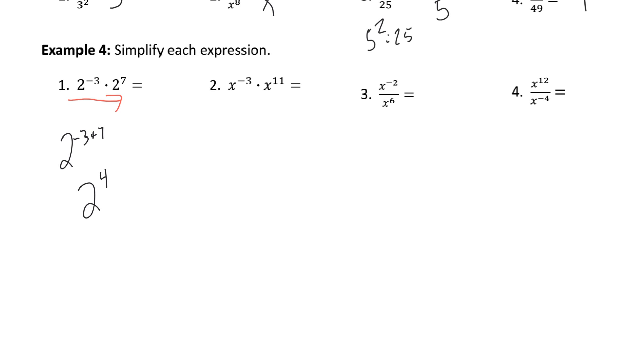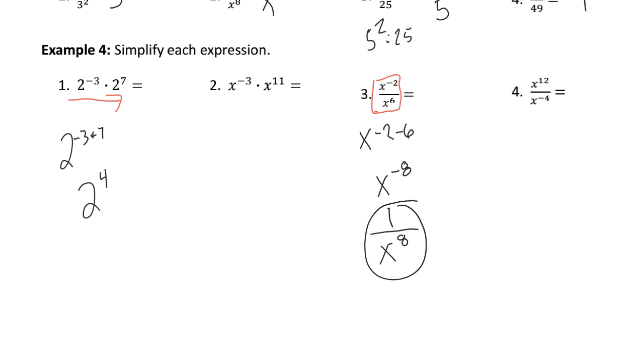I'm going to skip number 2. And then we're going to do example 3. So when we have fractions like this, we subtract our exponents. So we have x to the negative 2 minus 6. And this is x to the negative 8. But we can't leave an exponent negative. So we have to write that as 1 over x to the 8th. And now that's our answer.